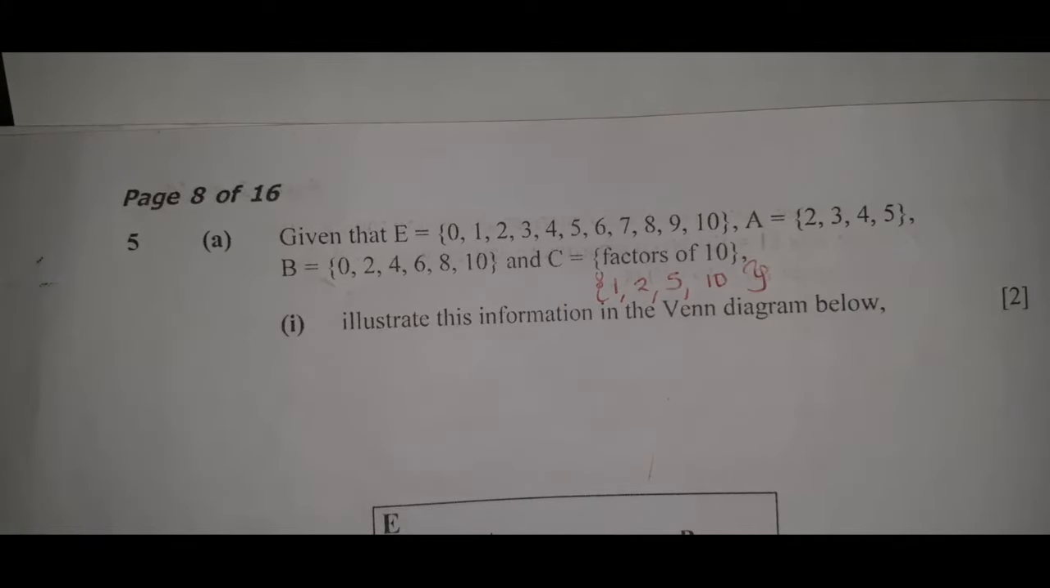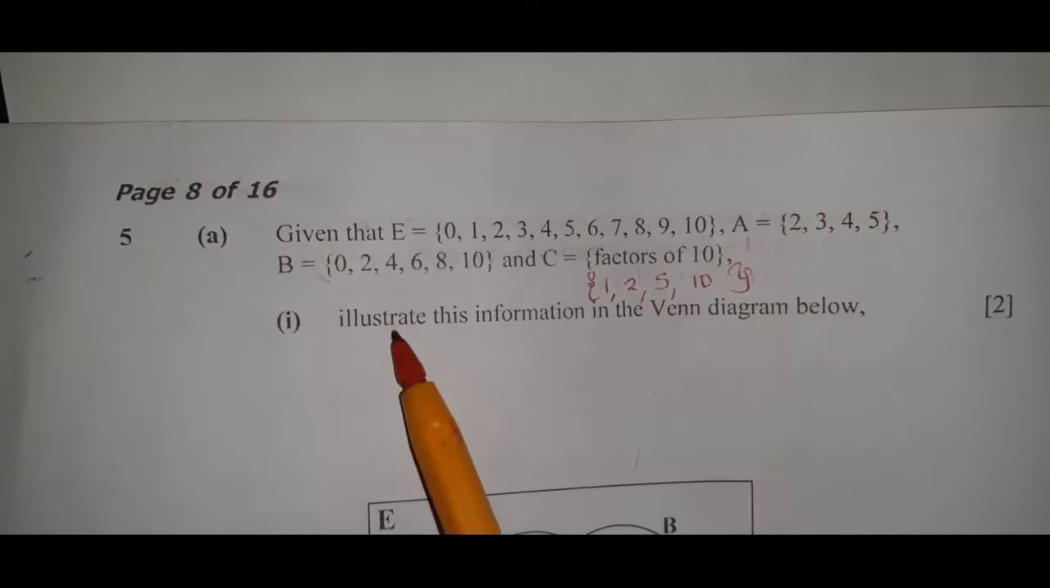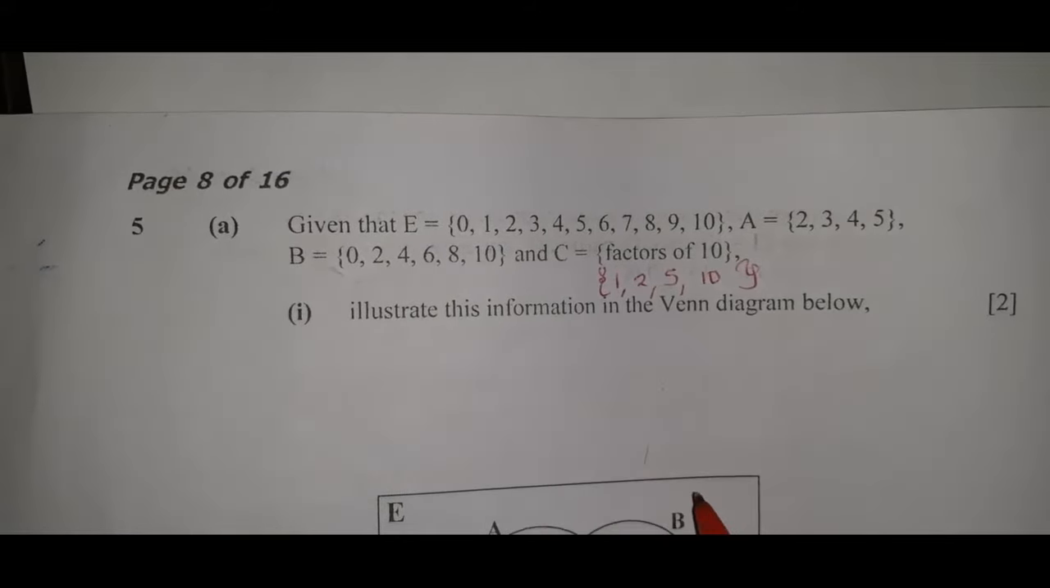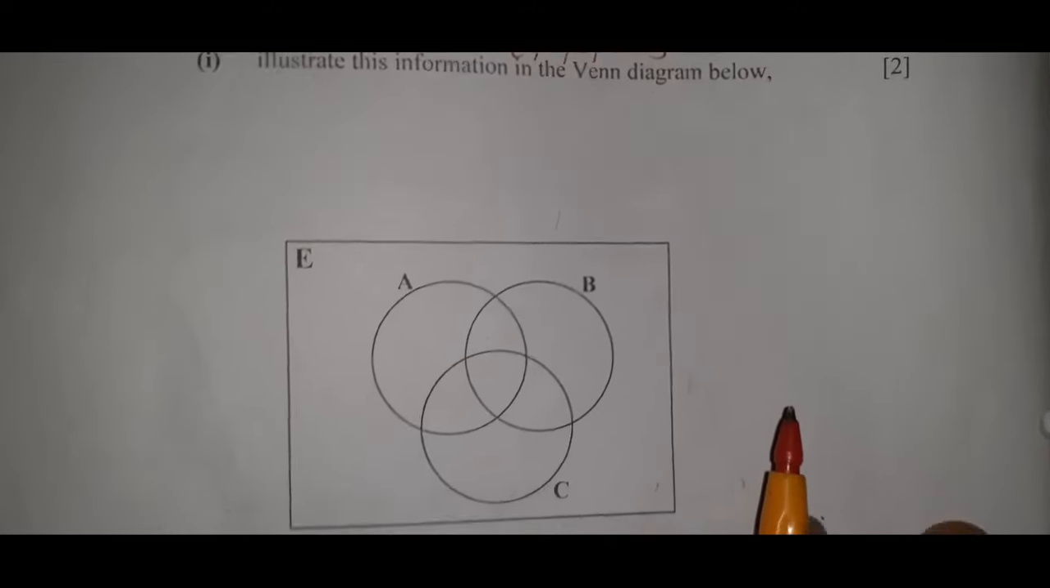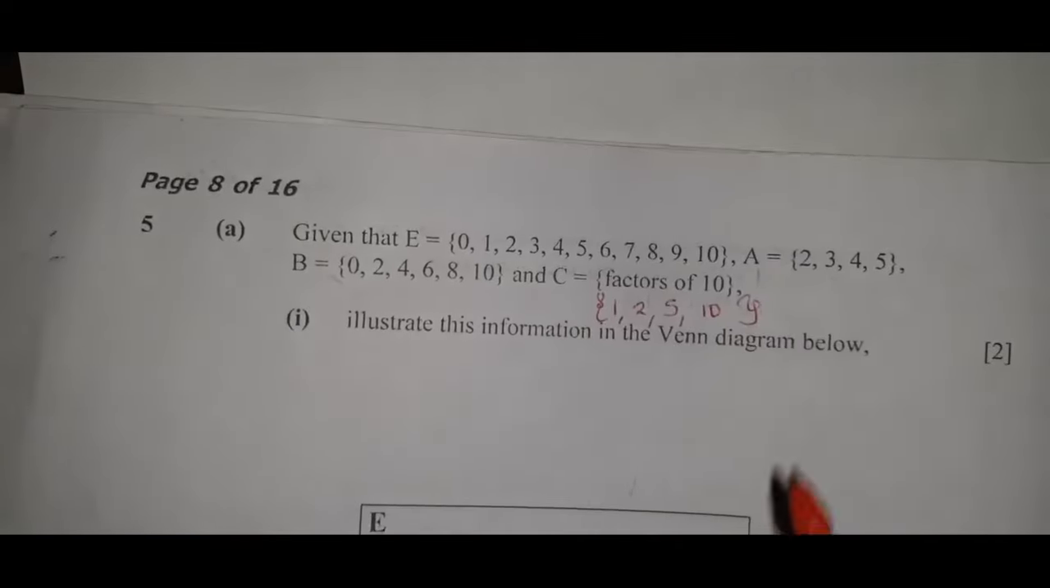Okay, so these are the factors of 10. Illustrate this information in the Venn diagram below. So the Venn diagram is here. As you know, we need to start from here. This is where we're going to put all the elements that are found in the three sets.